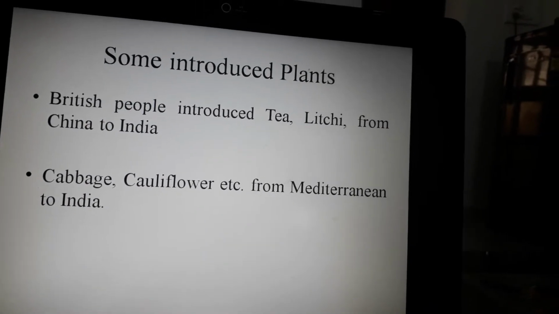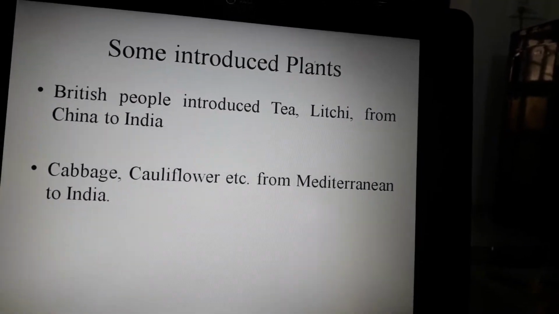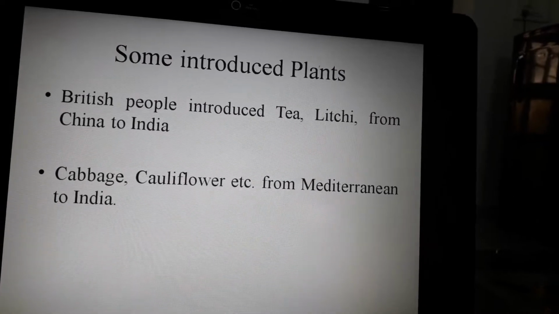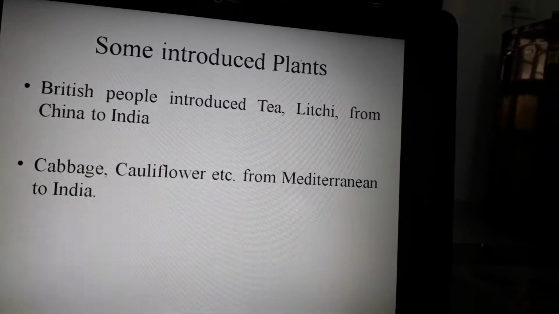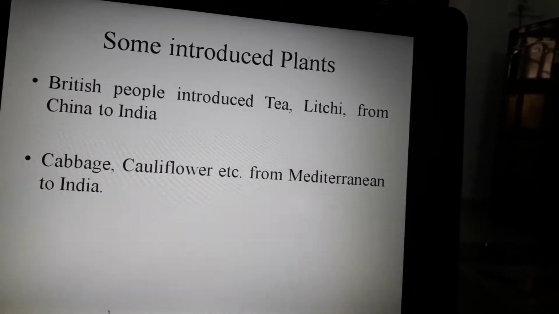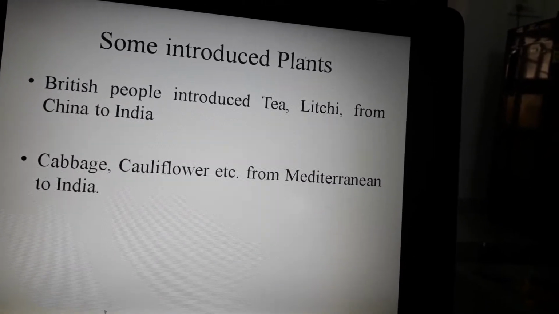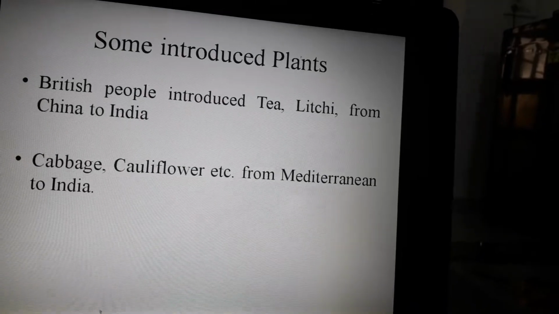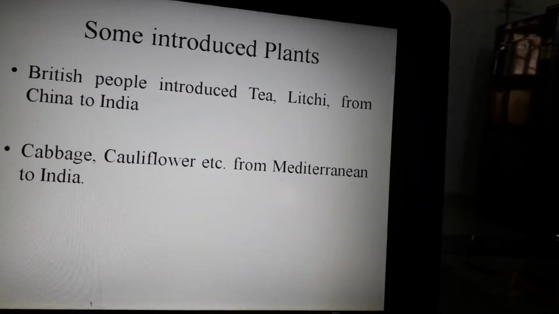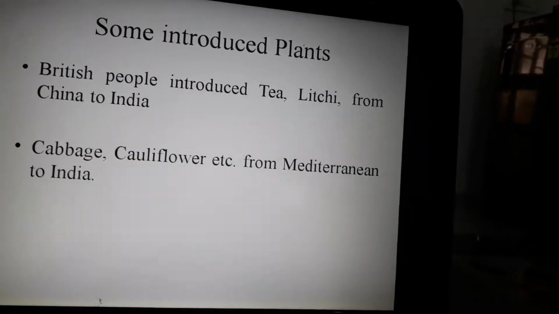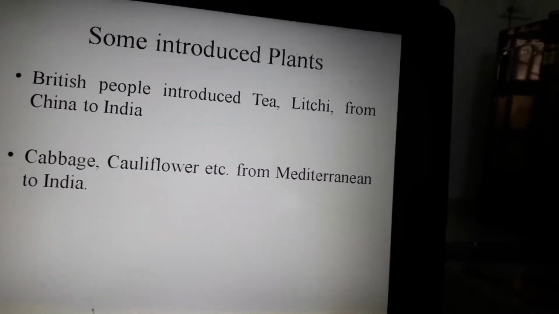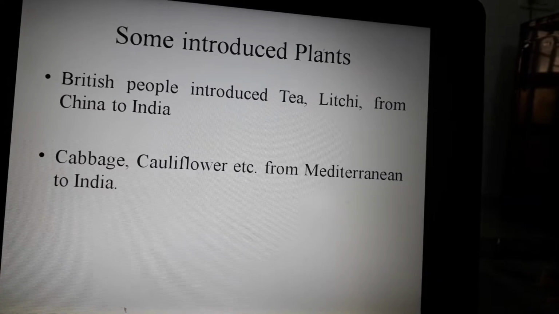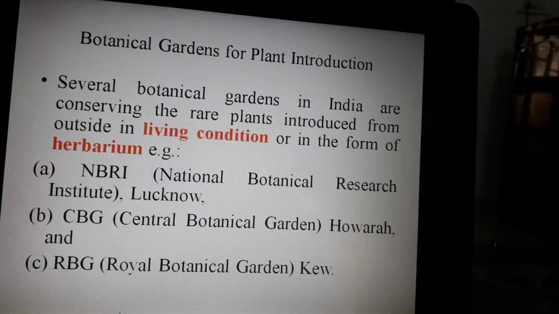When we are dealing with the introduction of plants from one place to another, British people introduced tea and lychee from China to India. These are exotic varieties because they are coming from a different country to our country. Cauliflower and cabbage came from the Mediterranean to India. It means cabbage and cauliflower also come in the category of exotic.